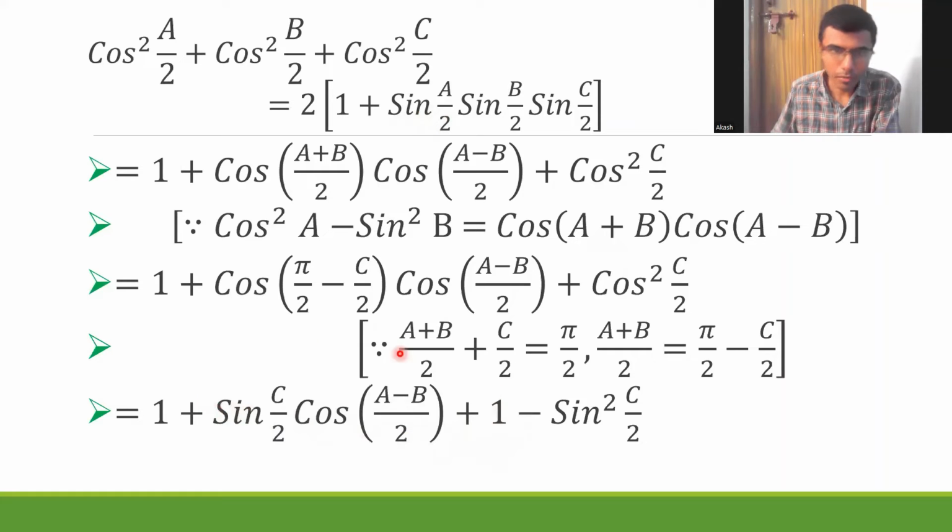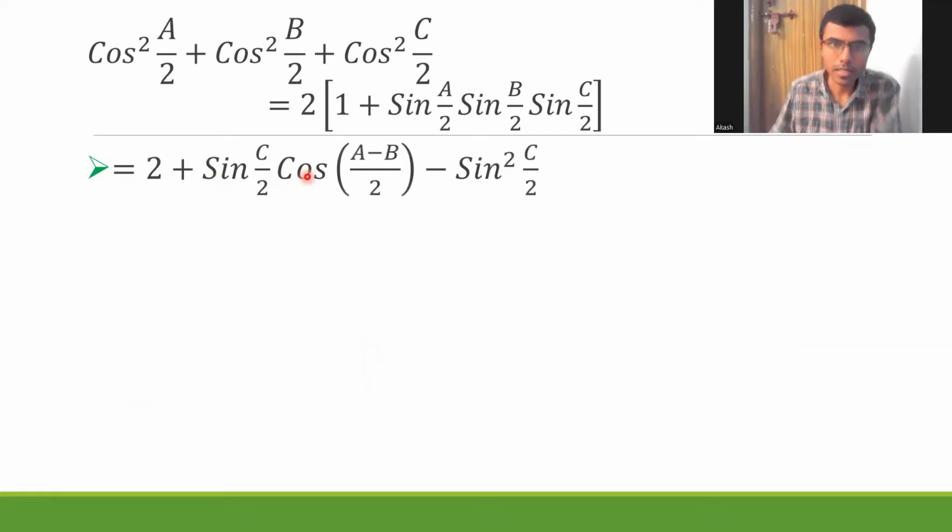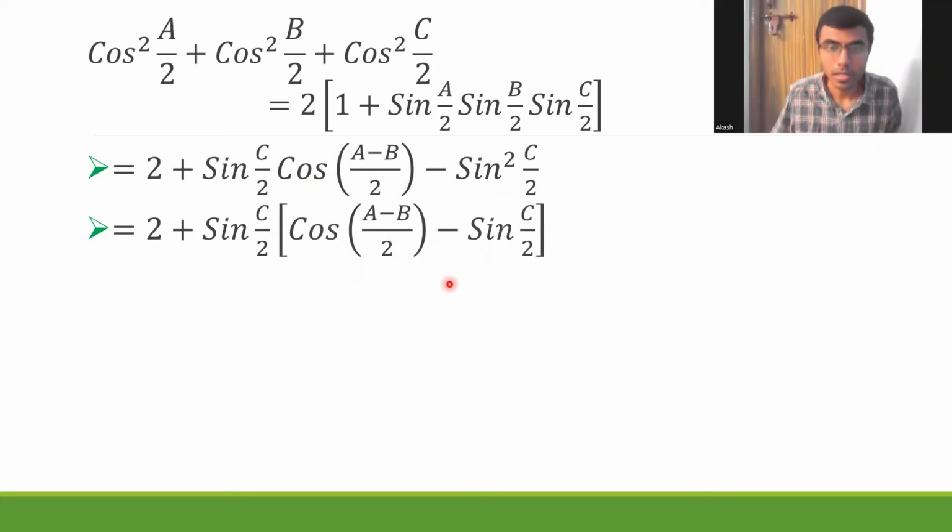Now, bring this one here. I mean, what's 1 plus 1? 2. So this is nothing but 2 plus sine C by 2 cos of A minus B by 2 minus sine square C by 2. Now, in these two terms, I'm going to take sine C by 2 common. If I take sine C by 2 common, here I'd be left with cos of A minus B by 2, and here I'd be getting minus sine C by 2. This is what you can see.